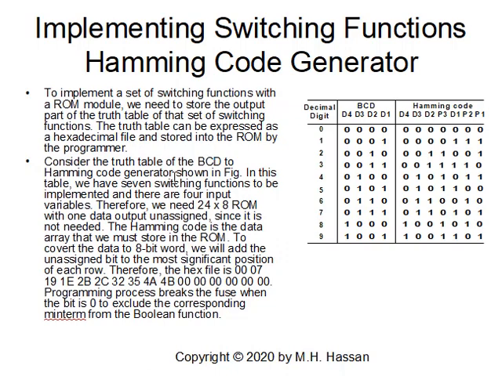Now, consider the truth table of the BCD to Hamming code generator shown in the figure here. In this table, we have 7 switching functions to be implemented, and there are 4 input variables. Therefore, we need a 2 to the power 4 by 8 ROM, which will do the job.